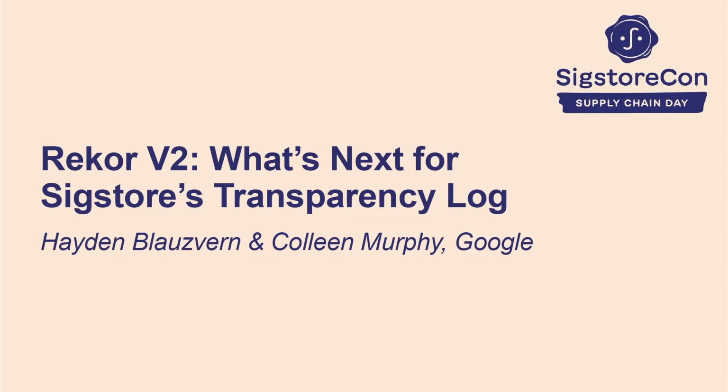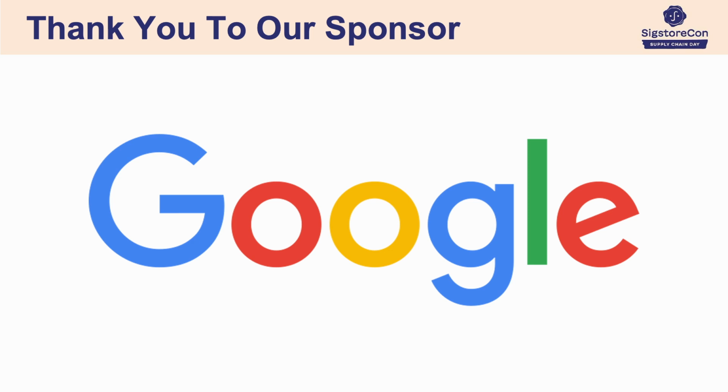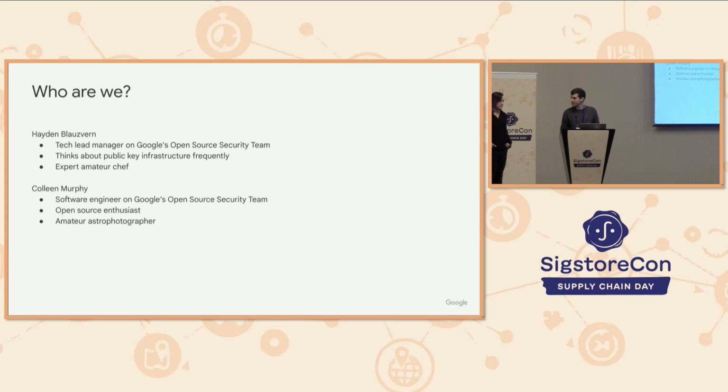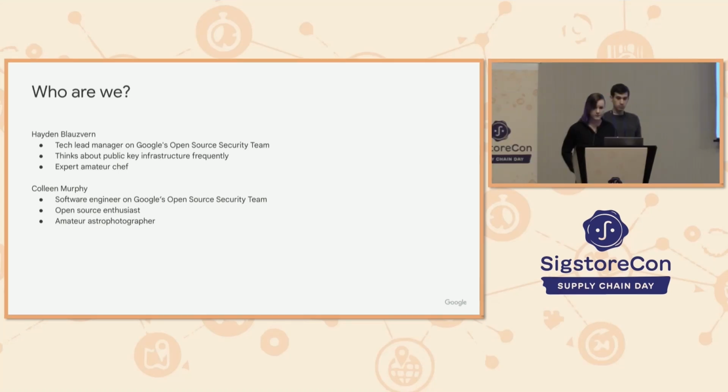Real quick, who are we? I am Hayden Blauzvern. I'm a tech lead manager on Google's open source security team, and I talk quite a lot about public key infrastructure and transparency. And I'm Colleen Murphy. I also work on the Google open source security team. I've been working in open source for a long time.